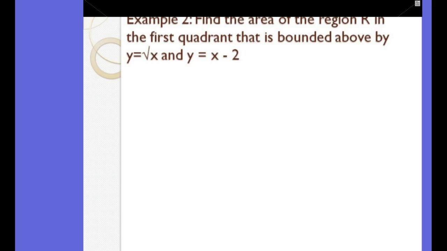Example, your numbers don't match mine, but example 2. Find the area of the region R in the first quadrant that is bounded above by y equals the square root of x and y equals x minus 2. So again, you have to pay attention to what they say. Find the area of the region R in the first quadrant bounded above by y equals the square root of x and y equals x minus 2. So go ahead and get yourselves both of those graphs again.